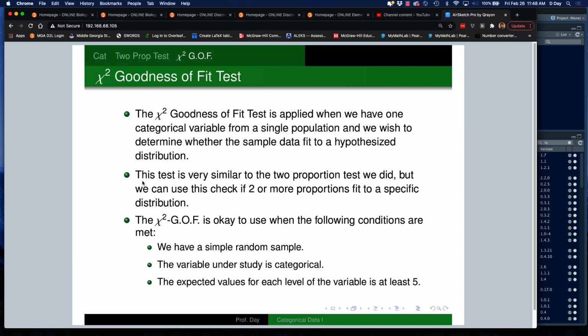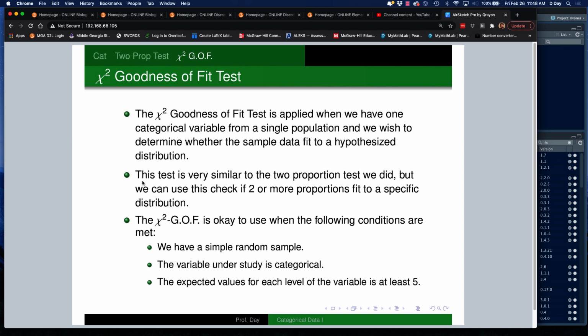All right. This test is very similar to our two proportion test we did, but we can use this to check if two or more proportions fit a specific distribution. So we don't have to limit it to just two. We can check out several of them at one time. All right, because there may be more than one scenario or more than two proportions in a group.